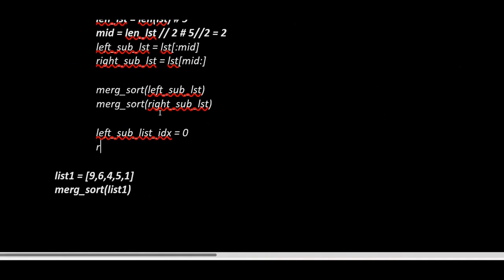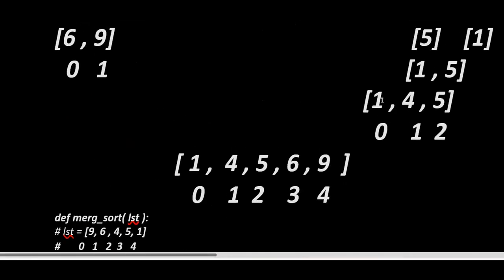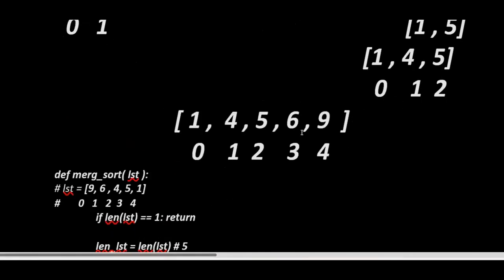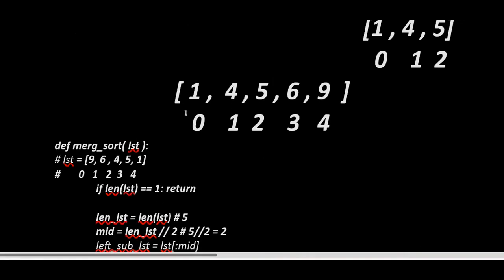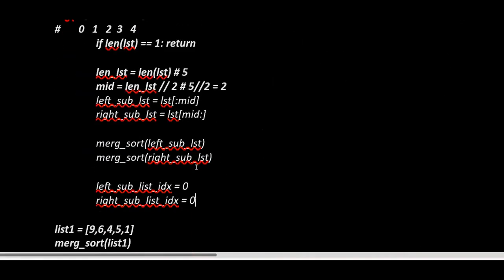Similarly, I'll place my right sublist index as well. For the right sublist index also, I'm starting from the 0th position. For my list index, I'm again starting from the 0th index only.